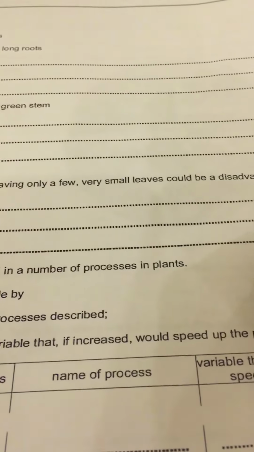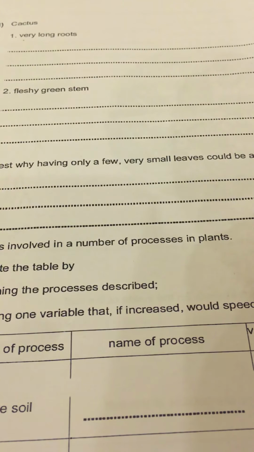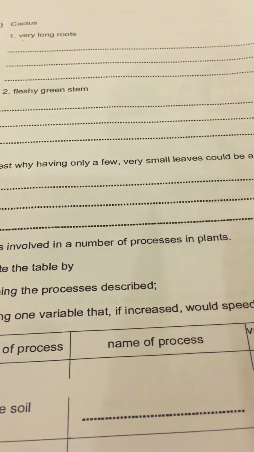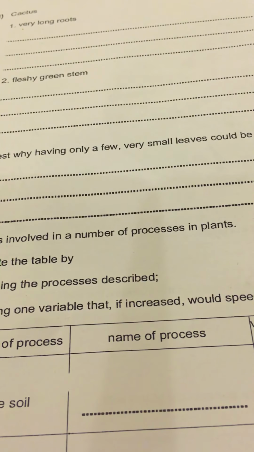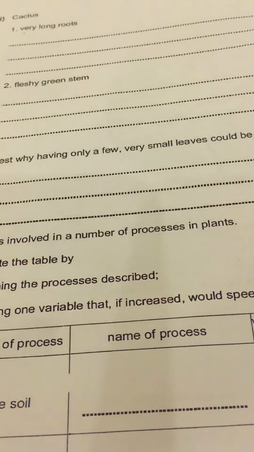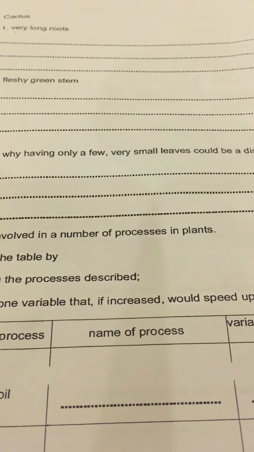Let's go to this. Very long roots in the cactus, of course, to look for as much water as possible. A fleshy green stem. Fleshy means succulent. Fleshy means it maintains water. So to store water, the stem of the cactus is fleshy because it stores water in it. Why is it green? Green to photosynthesize, since it doesn't have leaves. So photosynthesis takes place inside the stem, or is carried out by the stem.